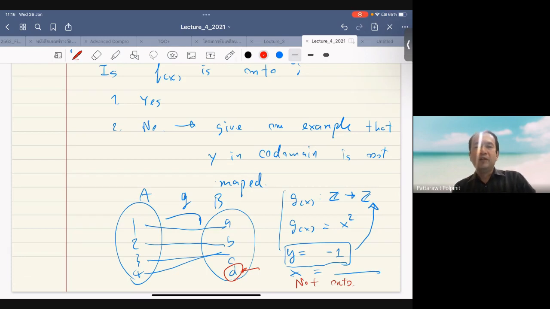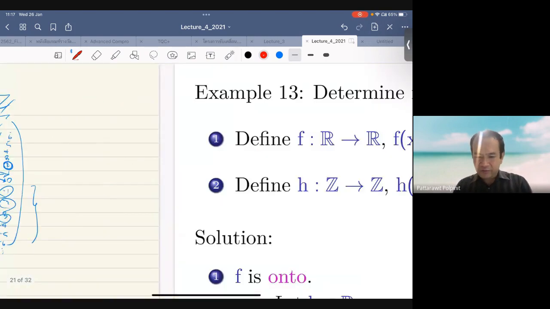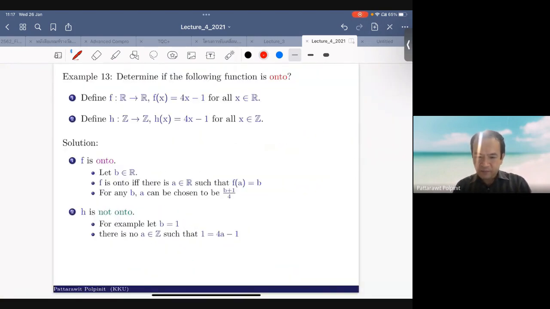One example means that you find the value of y that you will not be able to find the value of x, substitute into the function, and then get the value. Okay, another example. The second one. Okay.